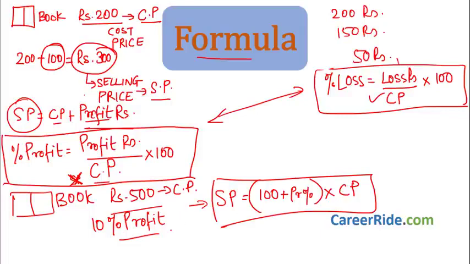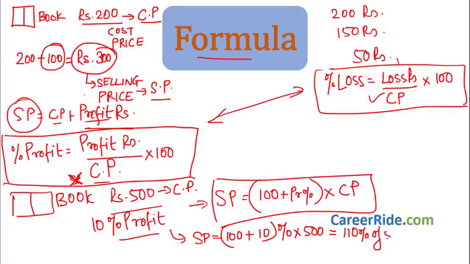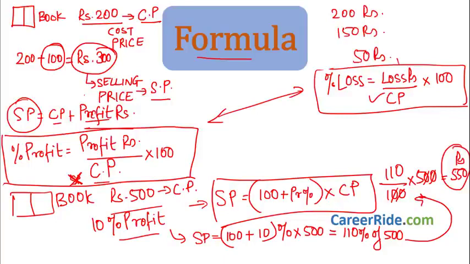Let's solve this. Now we want 10% profit. So what should be the selling price? 100 plus 10%, how much percent would it be? 110 multiplied by cost price, that is 500. That would be 110% of 500. Let's solve it over here. What do we get? 110 upon 100 into 500. This gets cancelled, so we'll have 550. So the selling price has to be 550, then only you will get 10% profit.